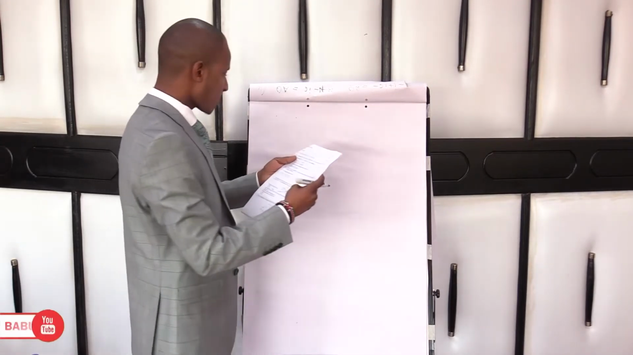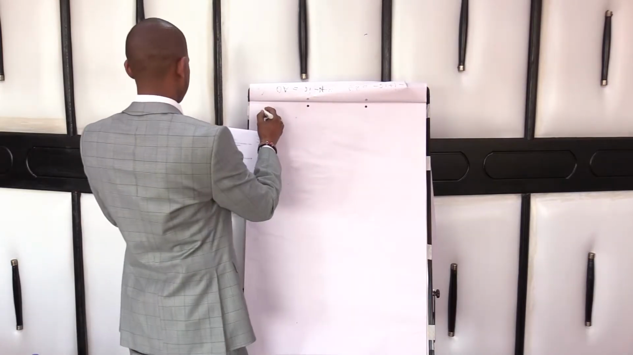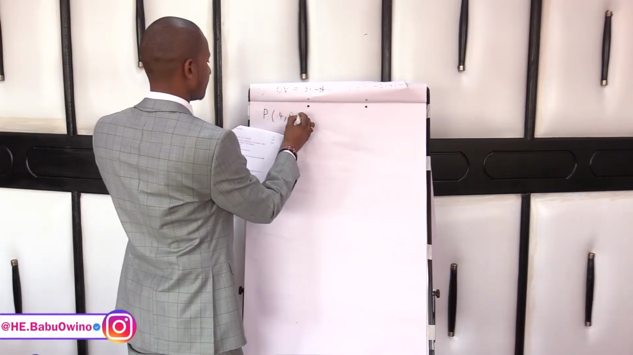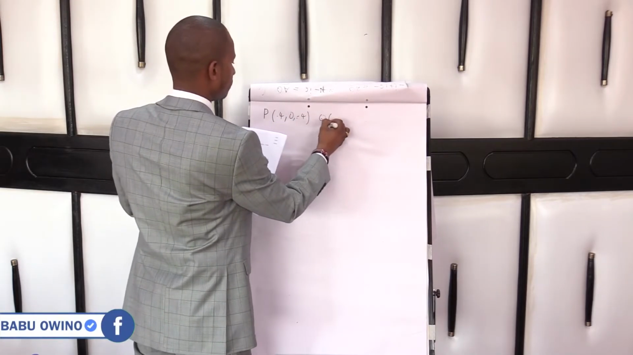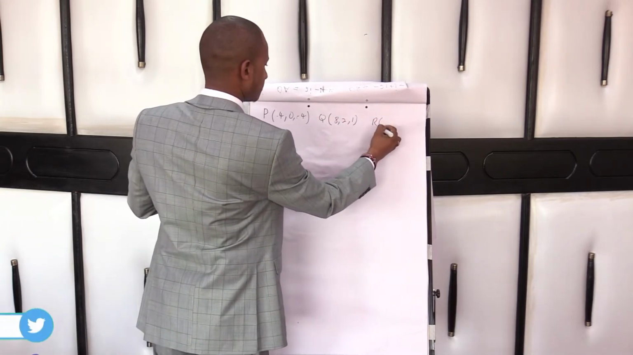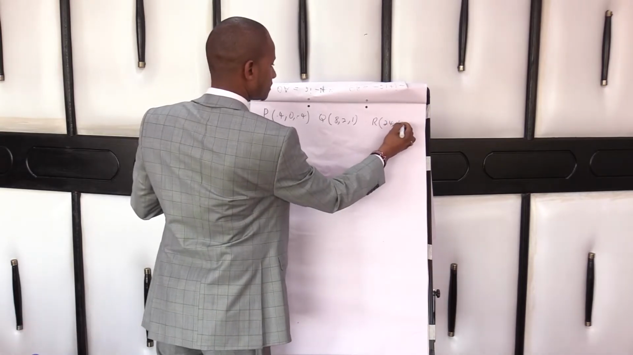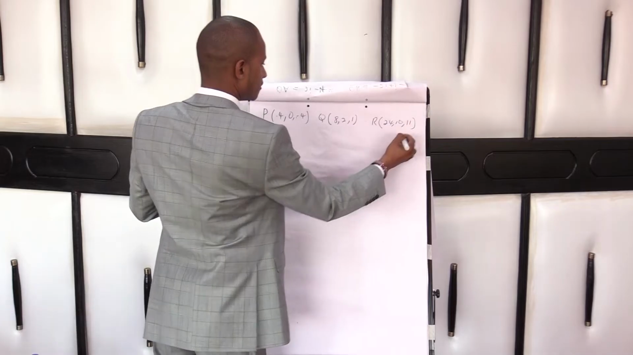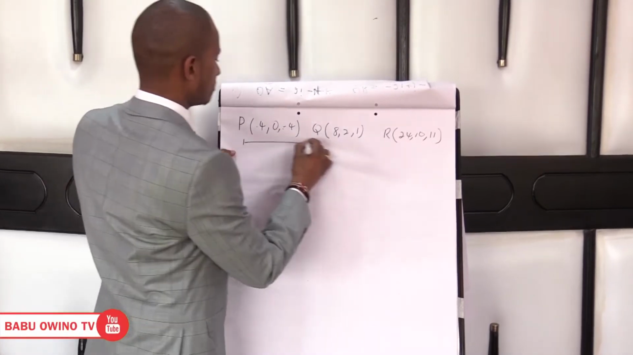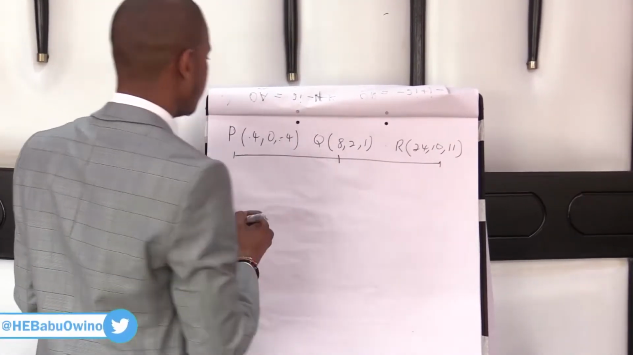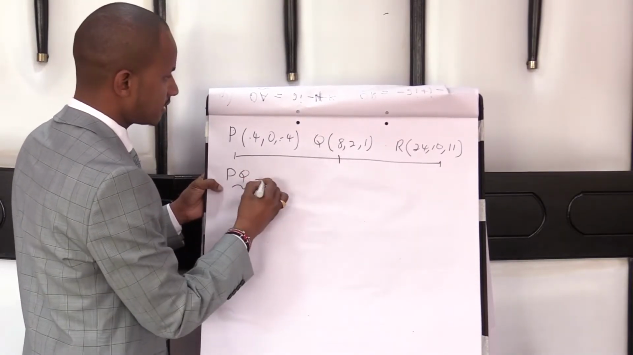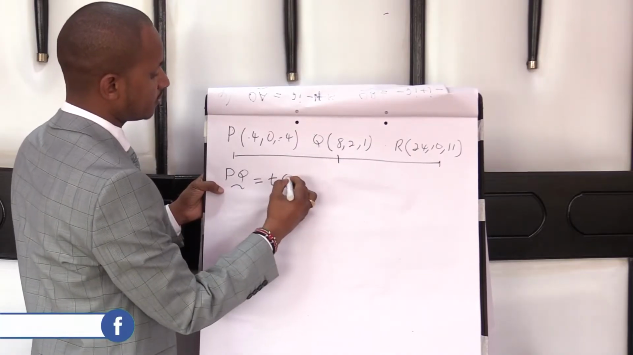Now you are told, show that point P, which is (4, 0, minus 4), Q, which is (8, 2, 1), and R, which is (24, 10, 11), are collinear. So we said that for them to be collinear, PQ is a scalar multiple of QR.